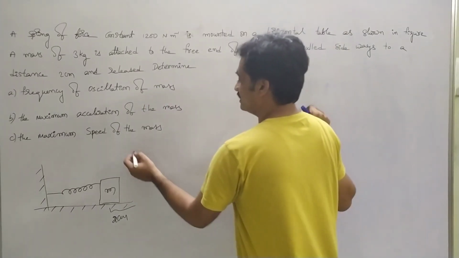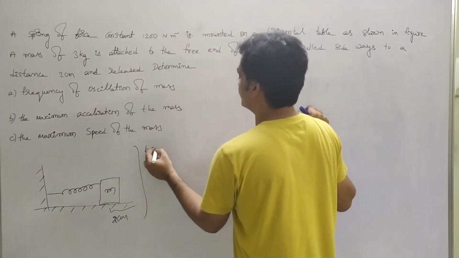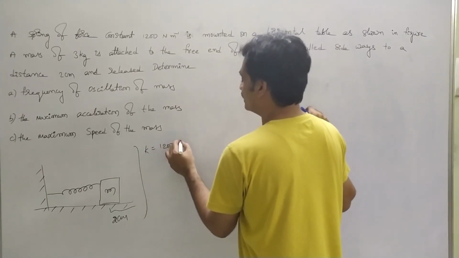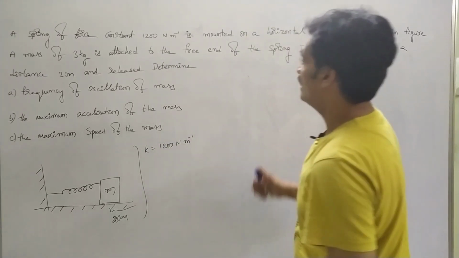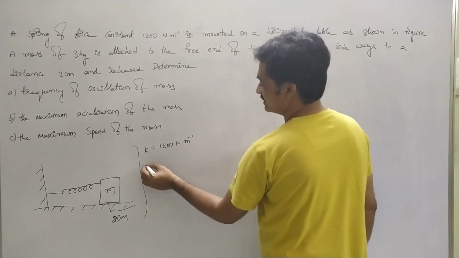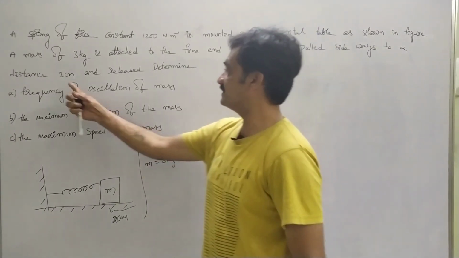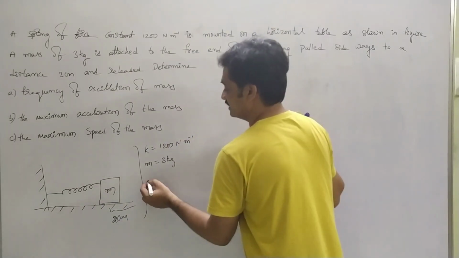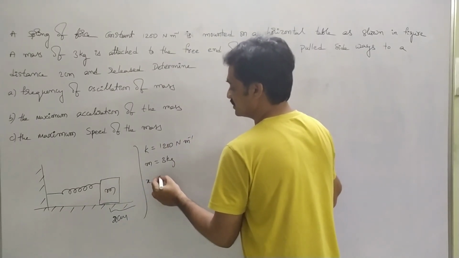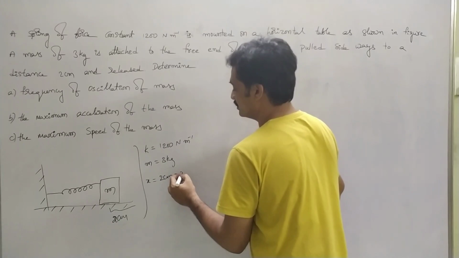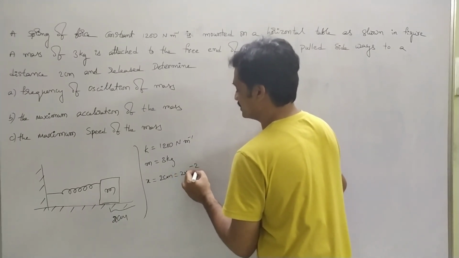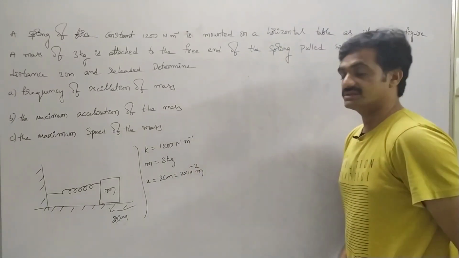Here observe the values. The force constant is given as 1200 Newton per meter, the mass is given as m is equal to 3 kg, and the displacement is represented as 2 centimeters. So here we have x is equal to 2 centimeter, which is 2 into 10 to the power of minus 2 meter in terms of meters.